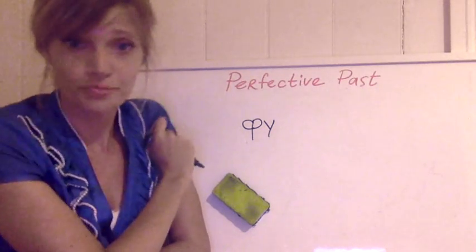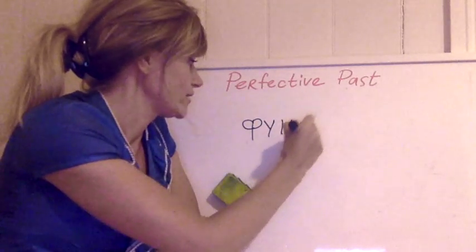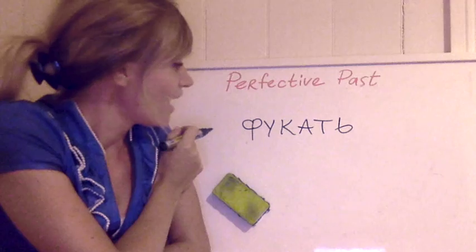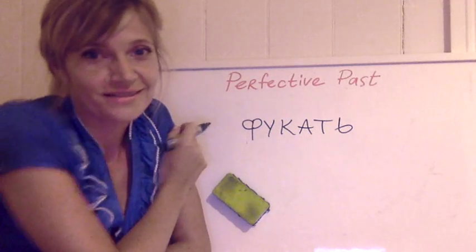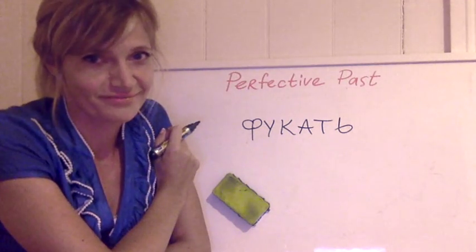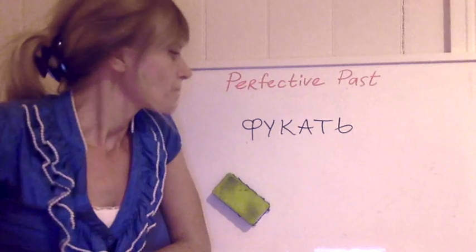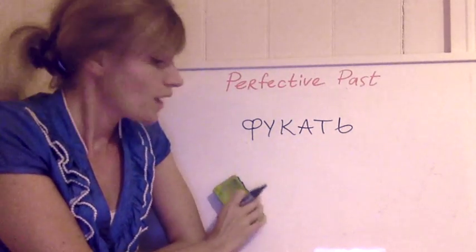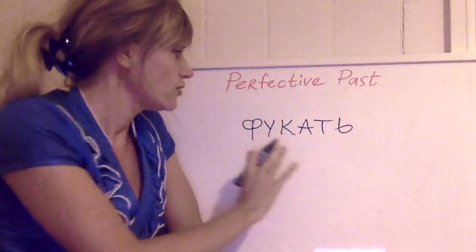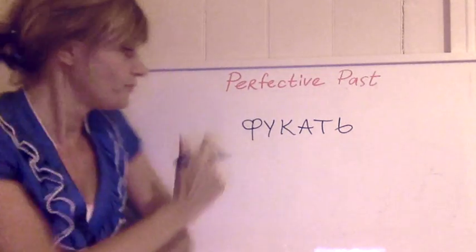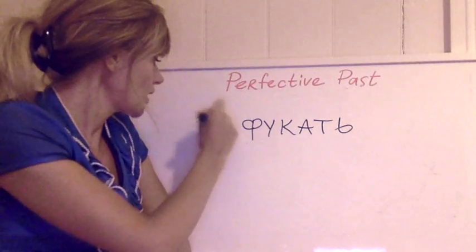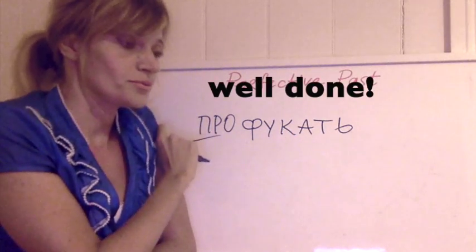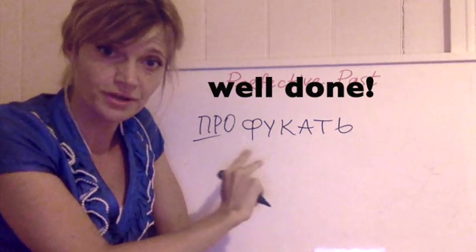Somebody make a verb out of it. Фукать. I don't know how to translate it. There is no translation. So it actually doesn't really mean anything, right? But it's a verb. And out of nothing, you make more. You can say профукать. Pro. Professionally, thoroughly, very good, right?